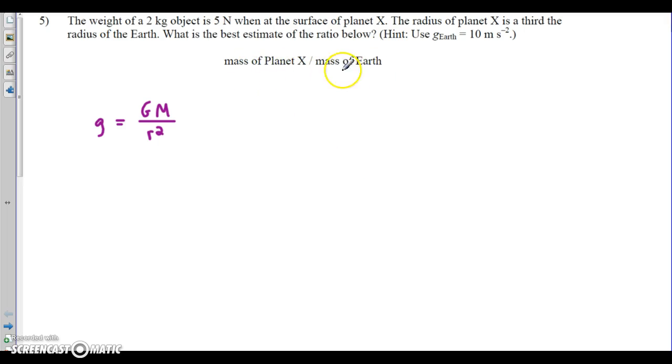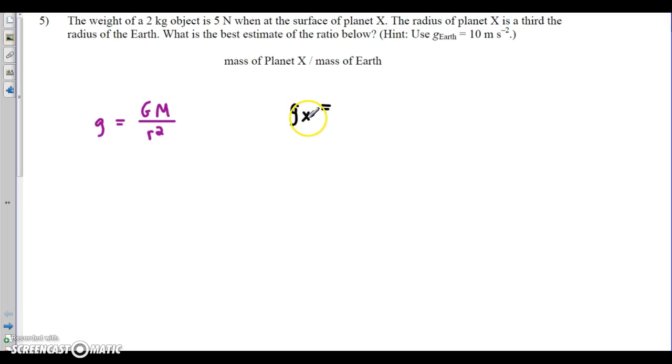We have two planets, two surfaces, and two different field strengths. We have to use the equation twice. Once with the mass of X, and once with the mass of Earth. So let's write this equation twice. Once for X, once for Earth. Here it is for X.